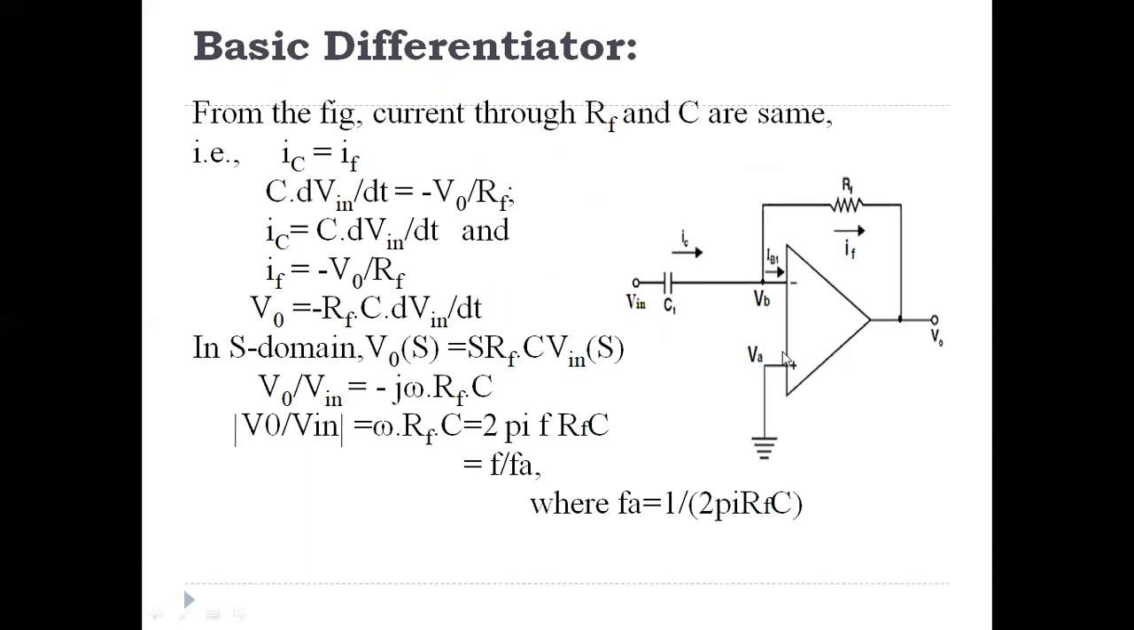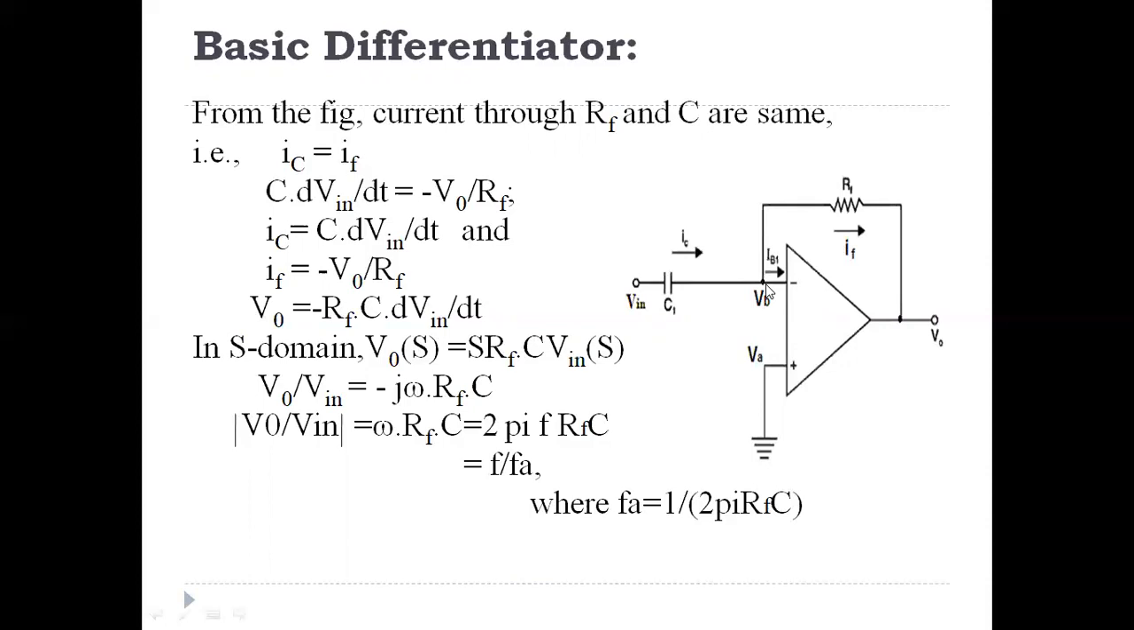This circuit represents the basic differentiator. Here we are applying the input to the inverting terminal of the op-amp, so we get a negative sign at the output. Here we are using two components, C1 at the input and RF in the feedback part. We are using negative feedback because the output is connected to the inverting terminal of the op-amp. Consider the current flowing through the capacitor is IC and the current flowing through the resistance RF is IF.